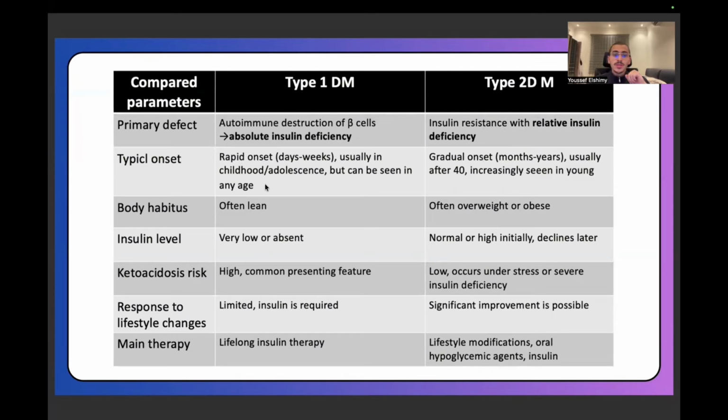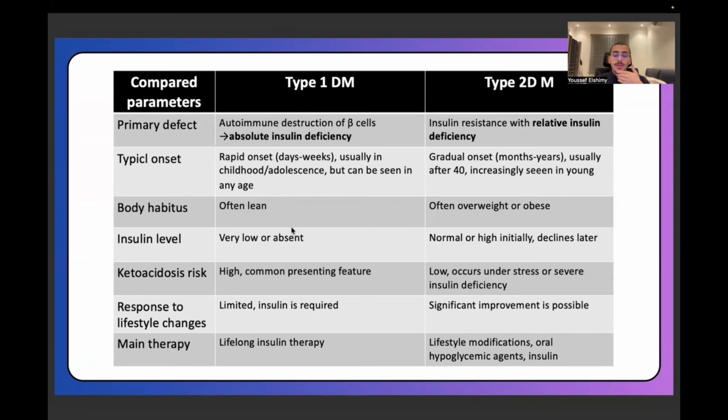What about the typical onset? Usually, type 1 is more common in childhood or adolescence, but it could be seen at any age. In type 2, it has a gradual onset and it usually happens after the 40s. And nowadays, it's becoming increasingly seen in young adults.